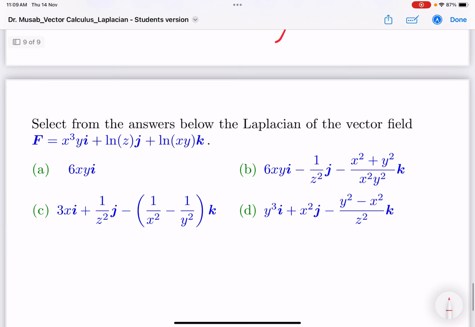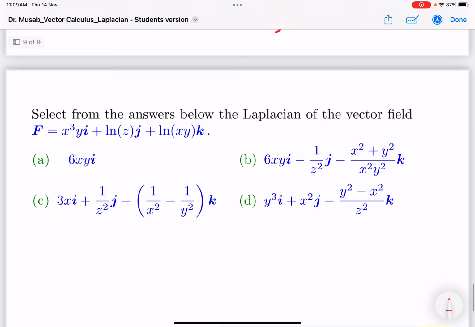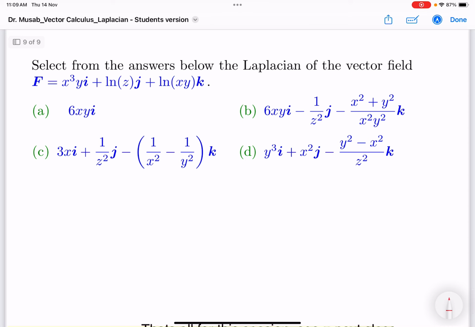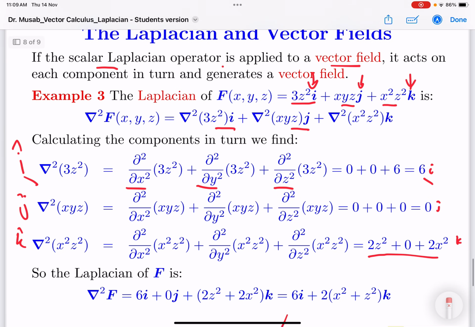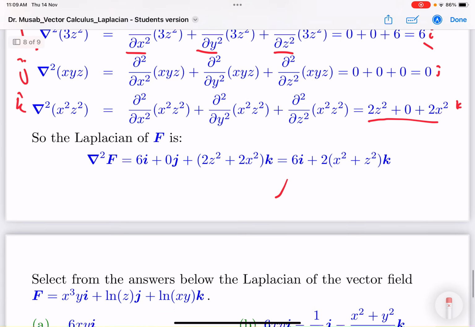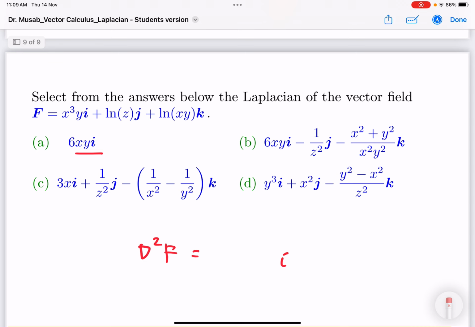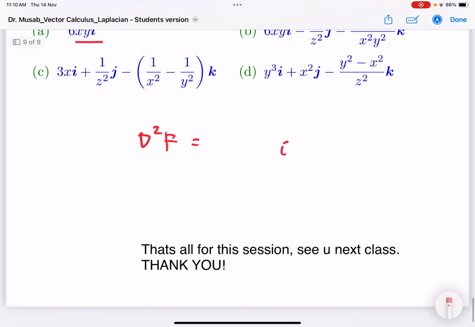Alright. Okay, so this part is for I. The Laplacian of your vector field will only get involved in the I part. So like this one, you only have one part. You need to do each component on the vector field I, on the vector field J, on the vector field of K. So that is it. The same step, but a long work to do.